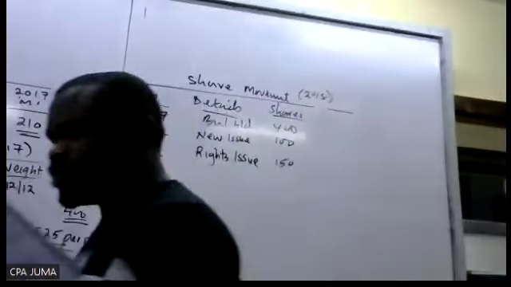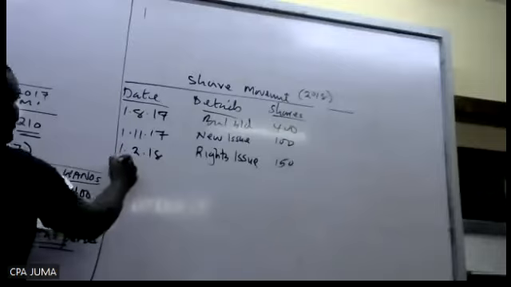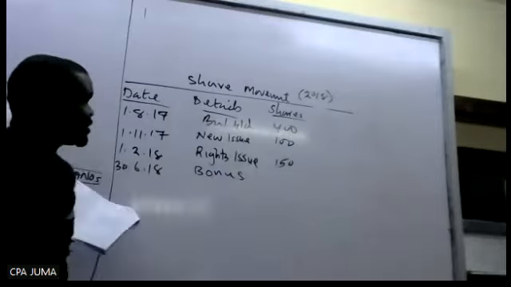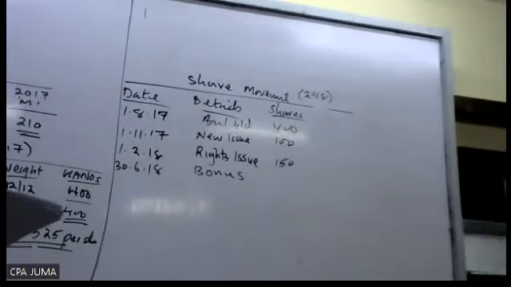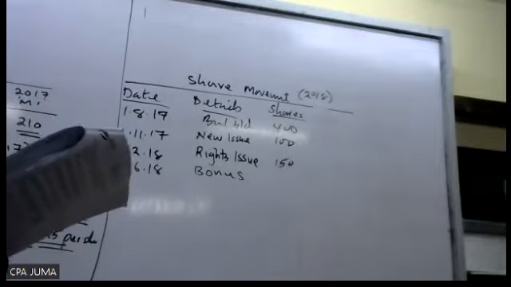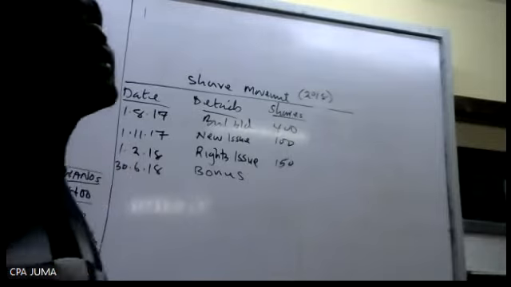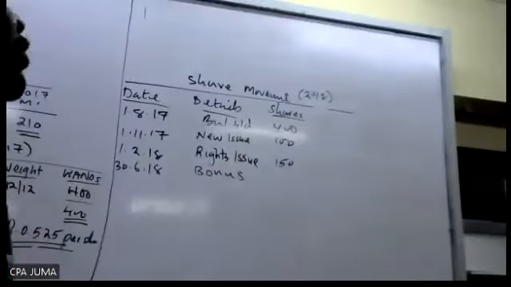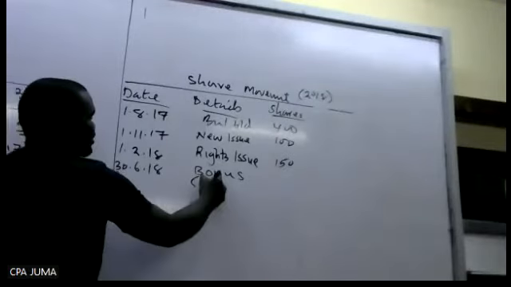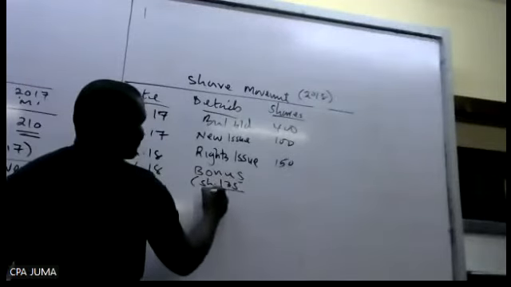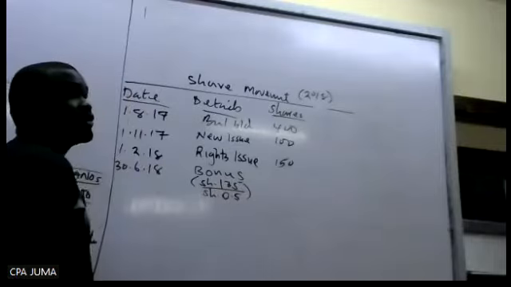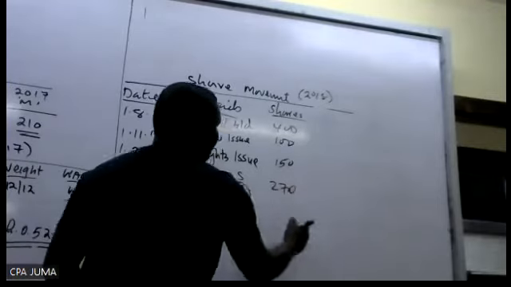Number 3, on 30th June 2018, a bonus issue was completed. So this is 30th June 2018. The bonus was completed by capitalizing shillings 135 million of the retained earnings. To get the number of shares, take that amount divided by the par value. 135 divided by the par value of each share, 0.5. That will give you 270 shares.